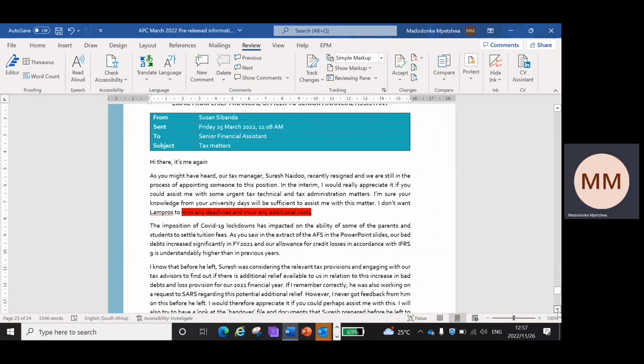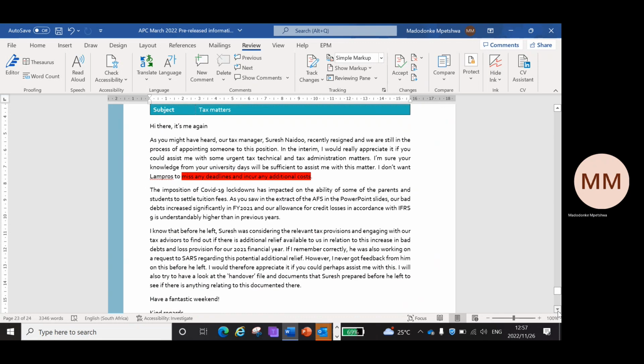If we then continue reading, the imposition of COVID-19 lockdowns has impacted on the ability of some of the parents and students to settle tuition fees. As you saw in the extract of the annual financial statements in the PowerPoint slides, our bad debts increased significantly in FY 2021, and our allowance for credit losses in accordance with IFRS 9 is understandably higher than previous years. So then I stop there.